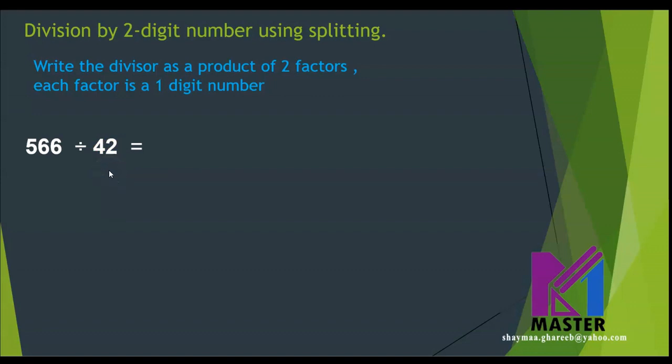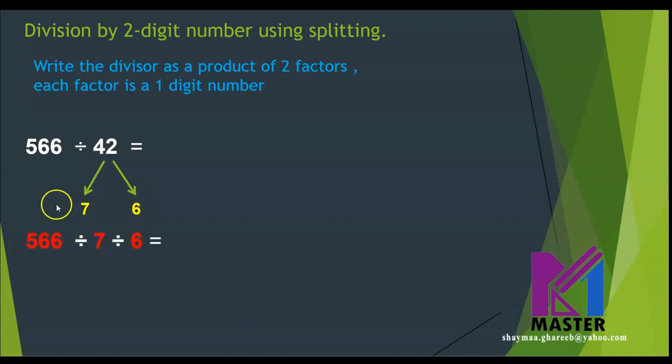I can think of 2 times 21, but 21 is a two-digit number, and we said I need two numbers. Each factor is a one-digit number. Can you think of another two factors? Yes, 6 and 7. So I can write the 42 as 7 times 6. Is this okay? So we are going to change the divisor into two factors, and each one is a one-digit number.